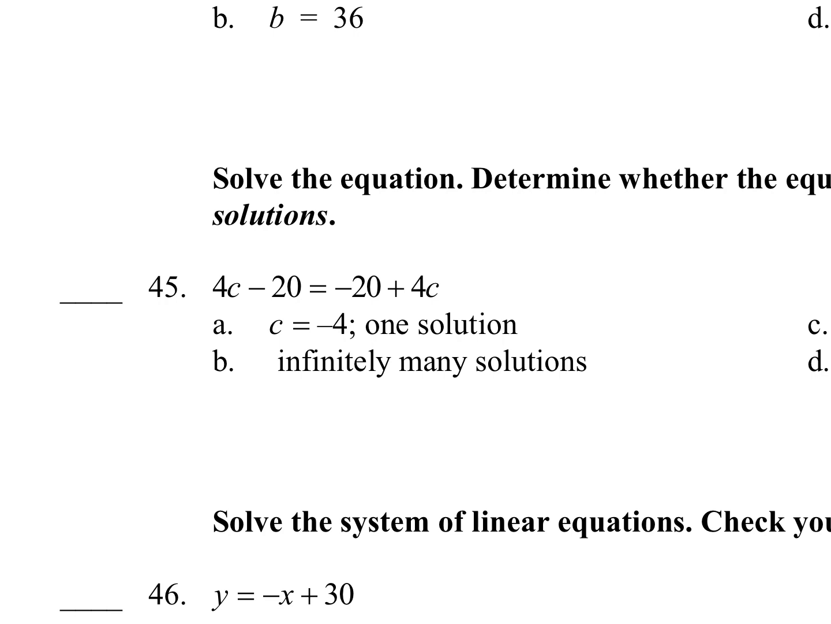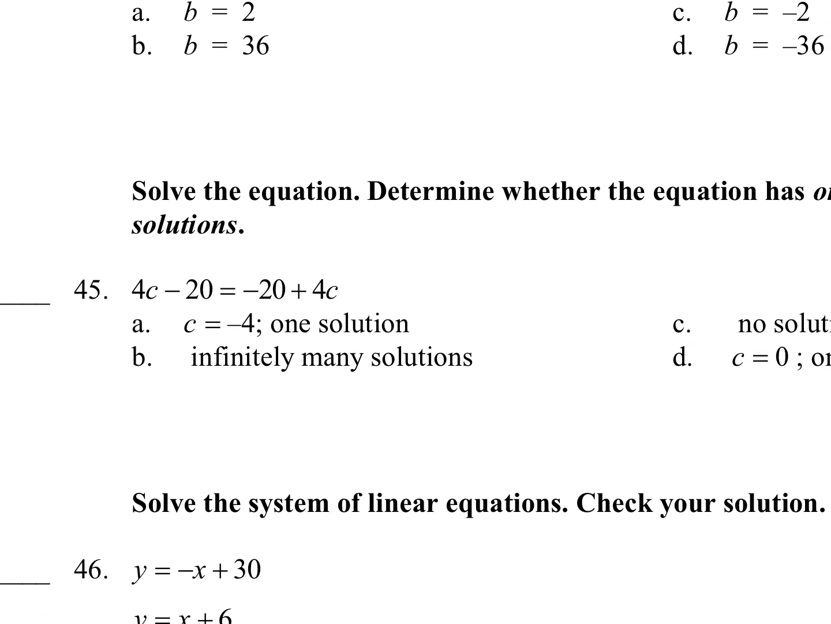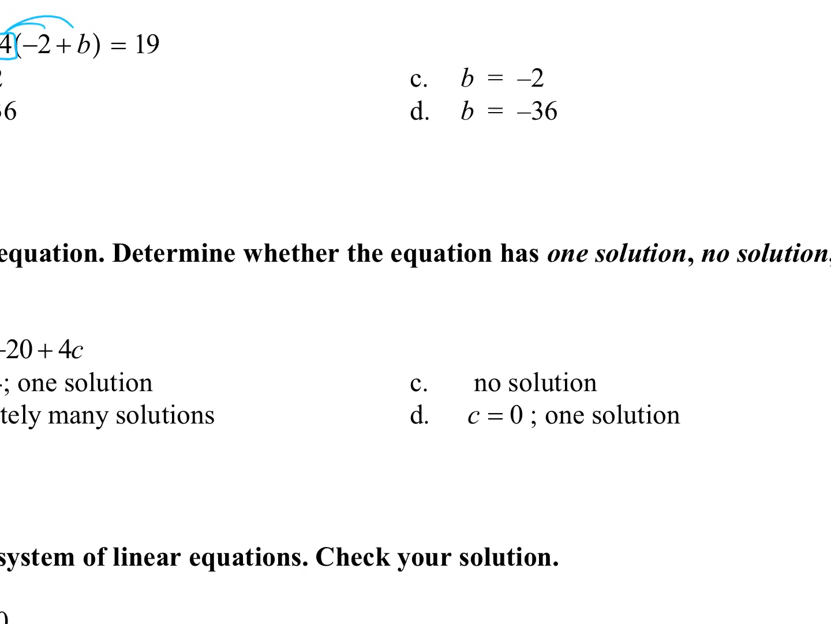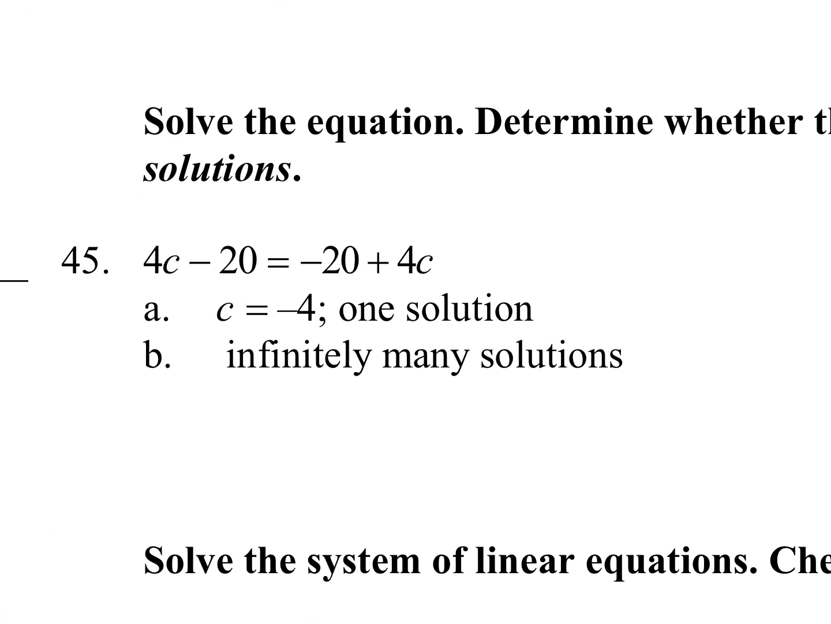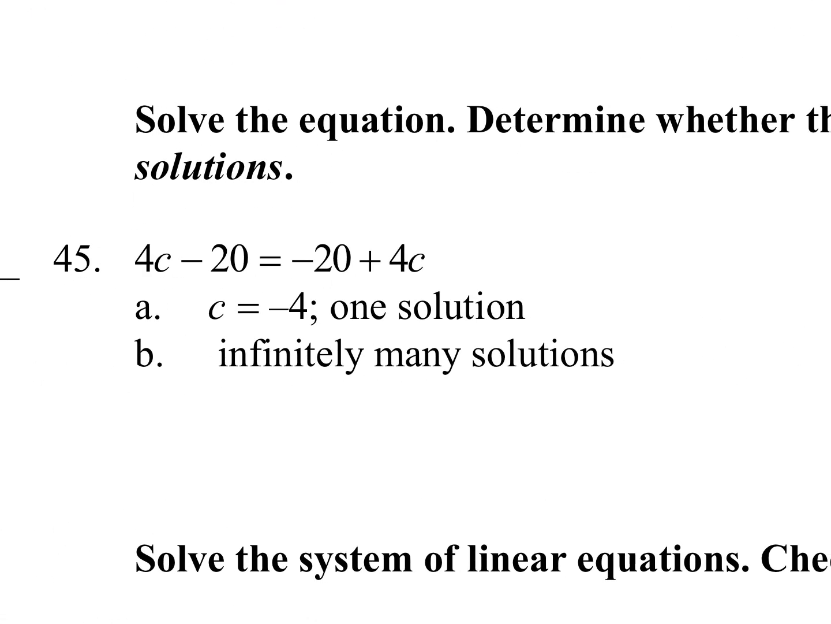Number 45 is similar. It just kind of asks the question a little bit differently. It says determine whether each equation has one solution, no solution, or infinitely many solutions. We can just find out what our solution is. What do I need to do to solve? Solving for c. So what should I do first? I can add the 20. So it ends up canceling out. So then I have 4c is equal to 4c.